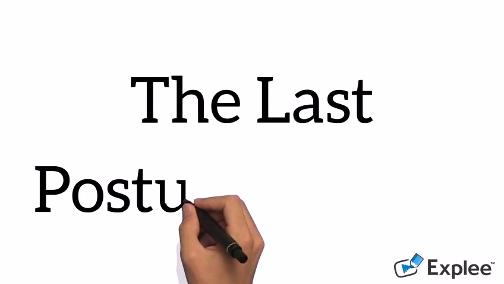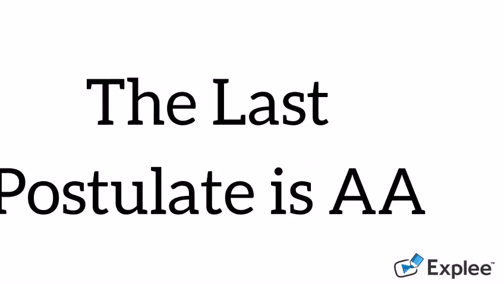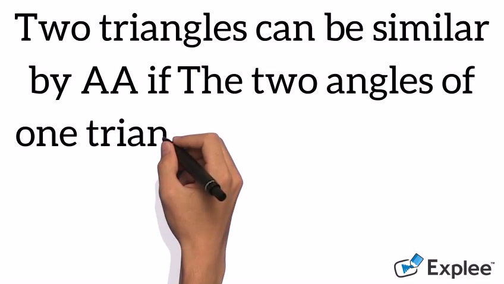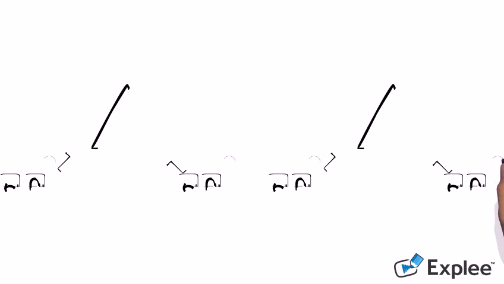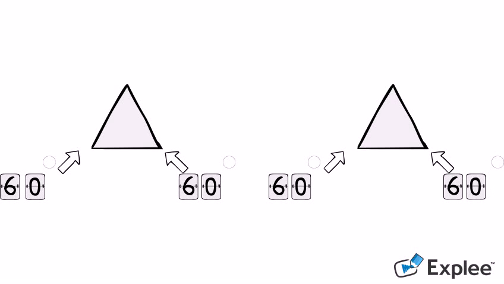The last postulate is angle angle. Two triangles can be similar by AA if the two angles of one triangle are equal to the two angles of the other triangle. In this example, we can conclude that the triangles are similar because the corresponding angles on both triangles are congruent.